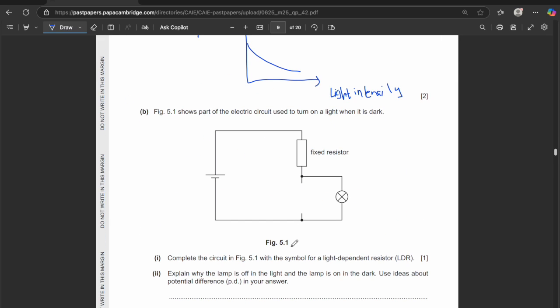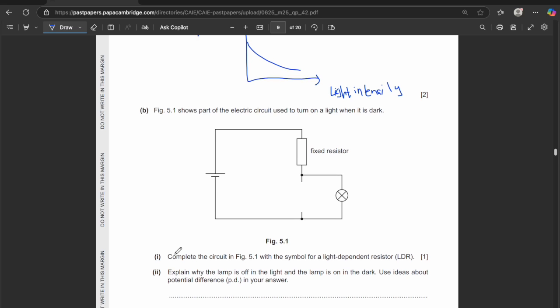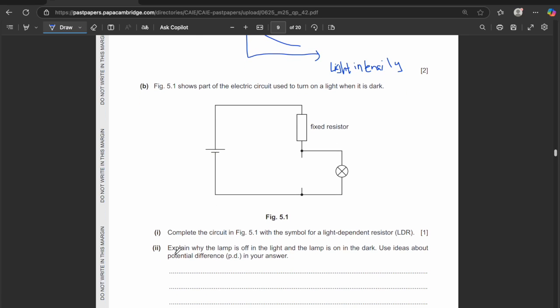Figure 5.1 shows part of the electric circuit used to turn on a light when it is dark. Complete the circuit in figure 5.1 with a symbol for a light-dependent resistor, LDR. So a light-dependent resistor looks something like this. It is a resistor, first of all, a rectangle. Because it is light, you will have some light arrows going on here.